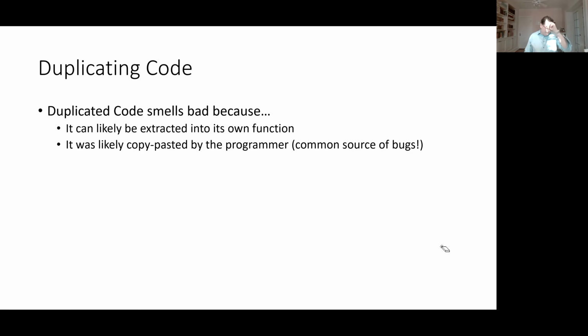Okay, you don't want to duplicate code either. It's a sign of poor coding because it can probably be extracted into its own function. It was also probably copy pasted by the programmer. When you duplicate code, usually you take some code, copy it, and change a few variables. So the code is now longer, so it's harder to read and maintain forever. And with that copy pasting, you might have forgotten to change one of the variable names or one of the if statements, so it's a frequent source of bugs.